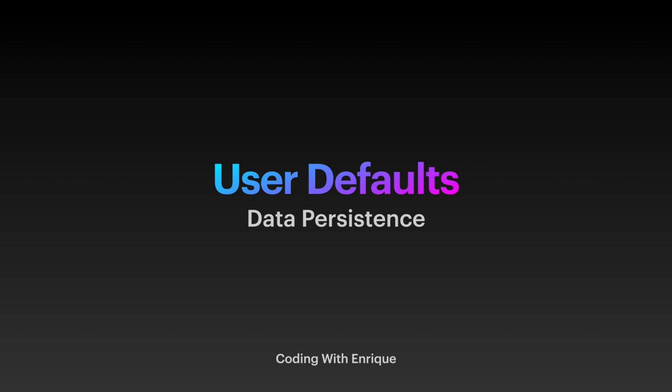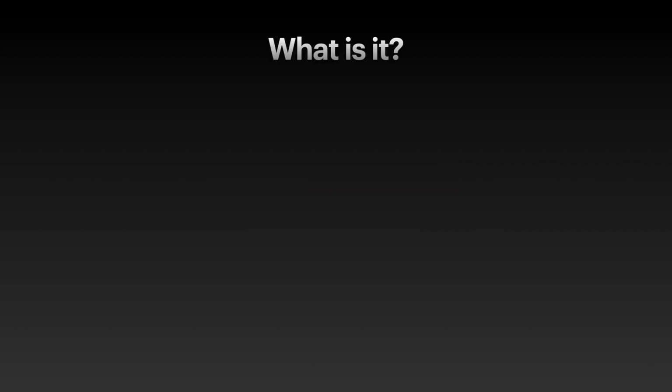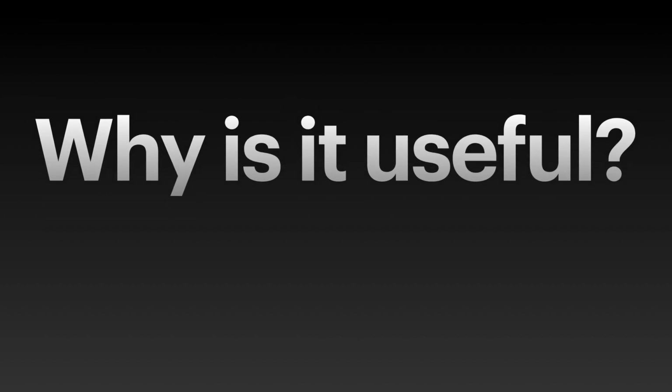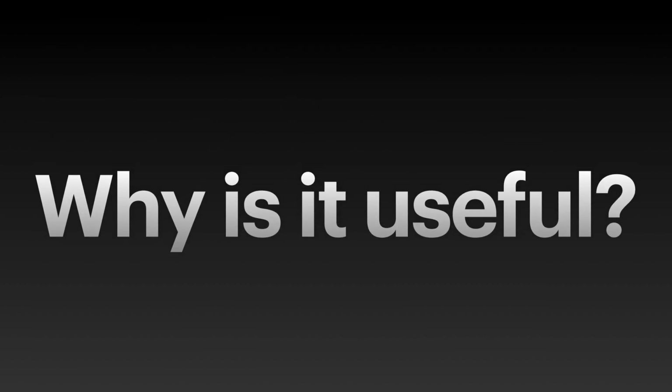So today we're going to be taking a look at data persistence using user defaults. So what is user defaults? Well, user defaults is a system where you can save data types such as bool, dictionary, int, string, data, and arrays. So, I mean, that's neat and all, but why is it useful? Well, rather than tell you here, let me show you an example.